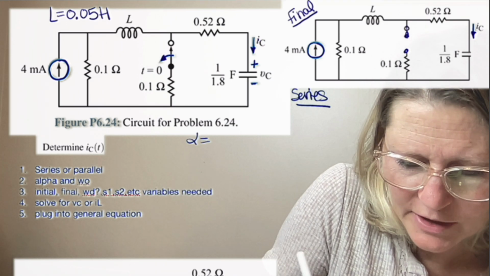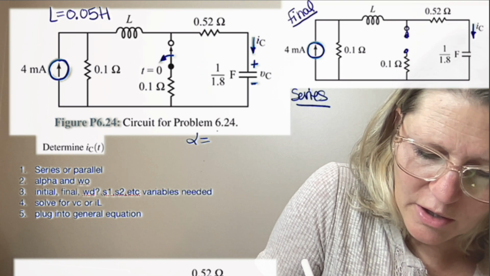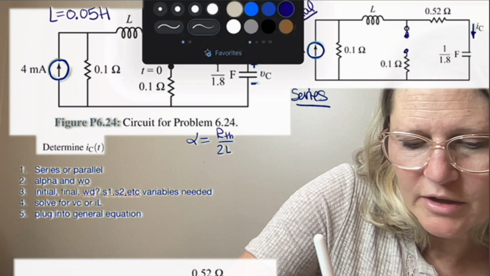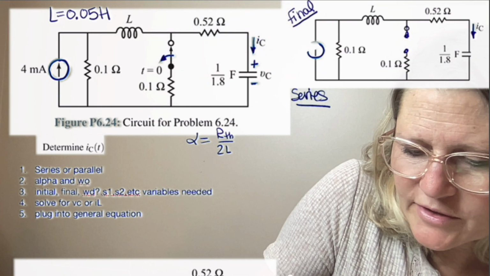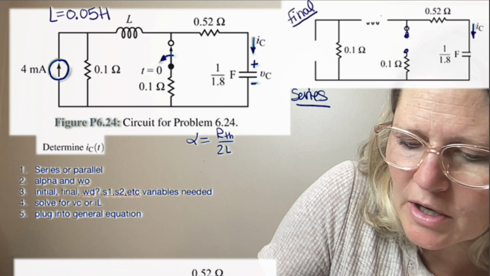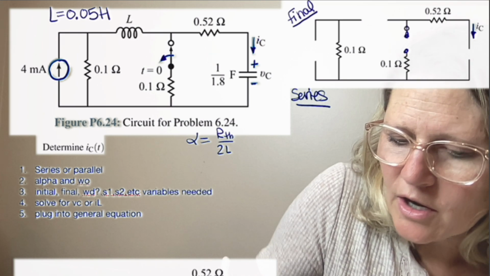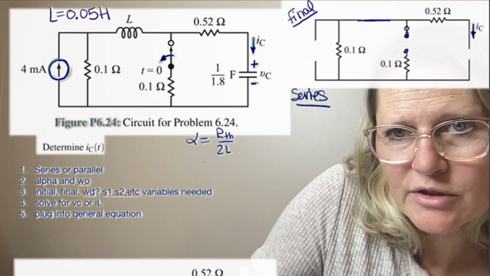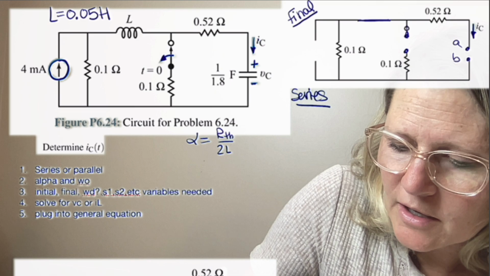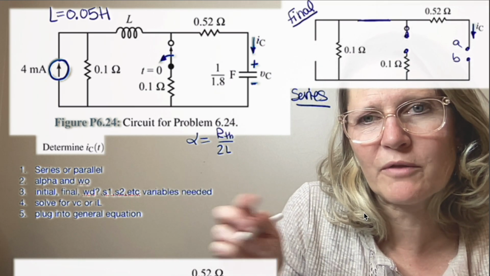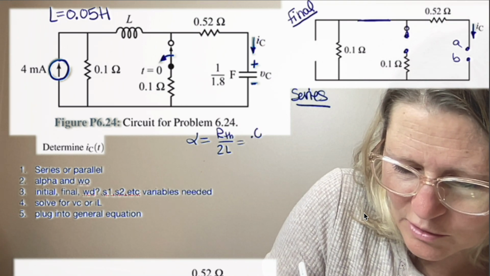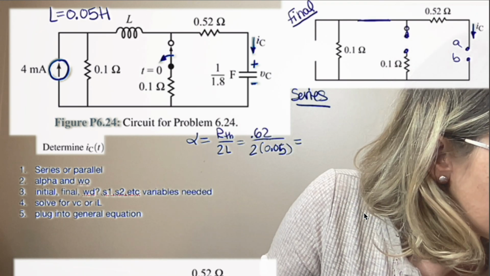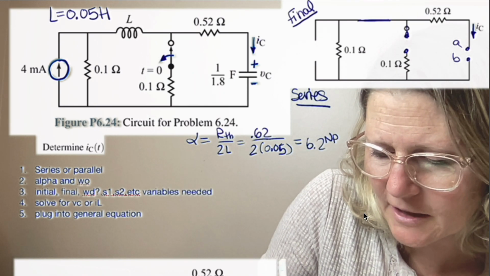The next step is to find alpha, which is going to be RTH over 2L. And in this case, it's going to be, again, the final circuit. You're going to find the equivalent resistance that the capacitor sees. And so finding it at the capacitor location, it's the final circuit, so we keep that switch open. Inductor becomes a wire. The current source becomes an open, and then A to B is going to be for the capacitor, and you can see it's 0.52 plus the 0.1 to give 0.62 over 2, and L was given as 0.5. And so this gives a value for alpha of 6.2 nepers per second.